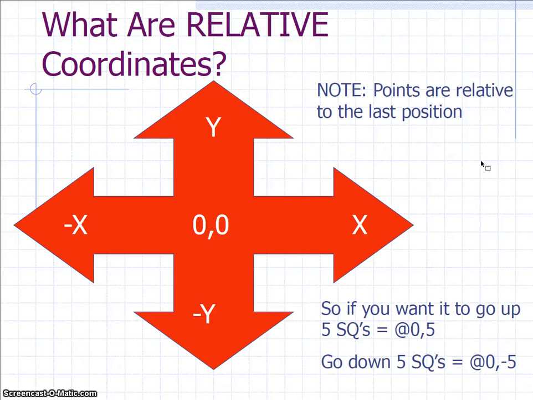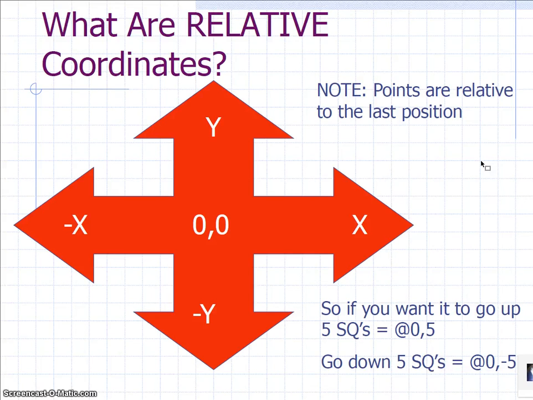Then you have your relative. They're relative to the last position. They still use X and Y, but it's relative to the last spot you were at. So if you wanted it to go, let's say, up 5 squares, 6 squares, 7 squares, you use the at symbol because you're telling AutoCAD, I want you to go at, and then you say 0. So you're telling it, do not move in any direction on the X axis. But you want it to go up on the 5.